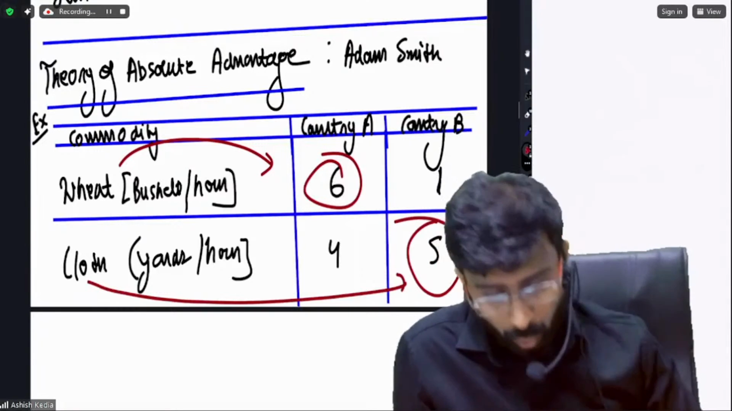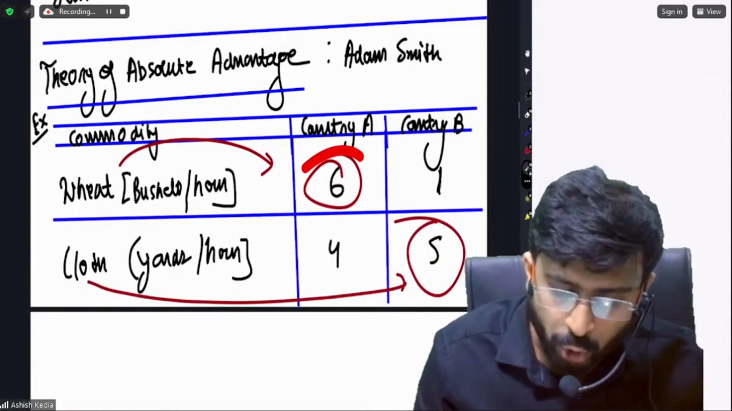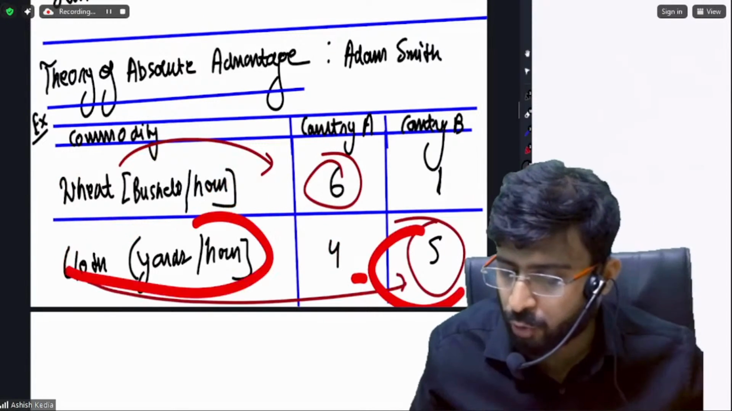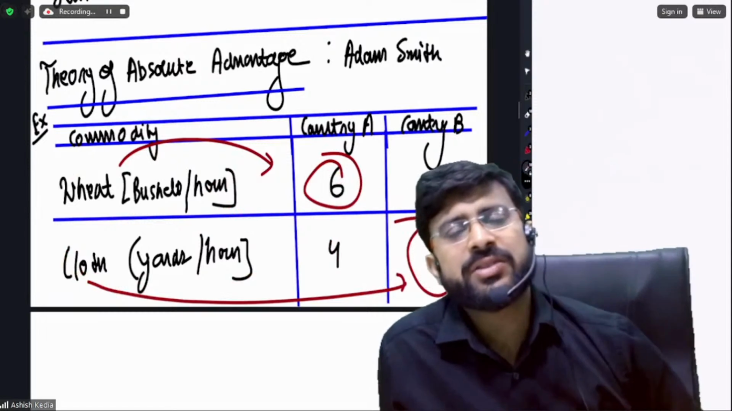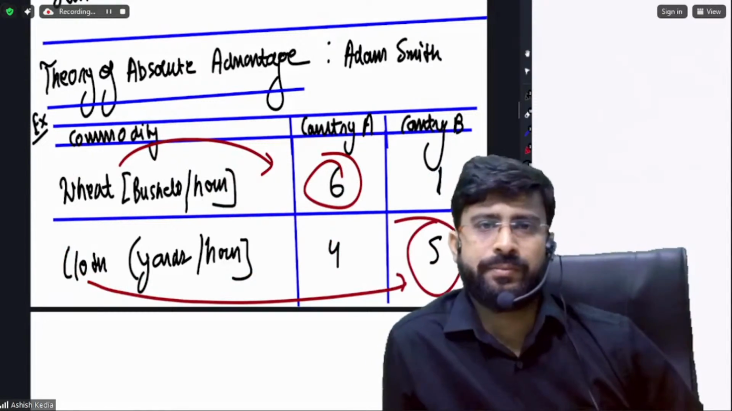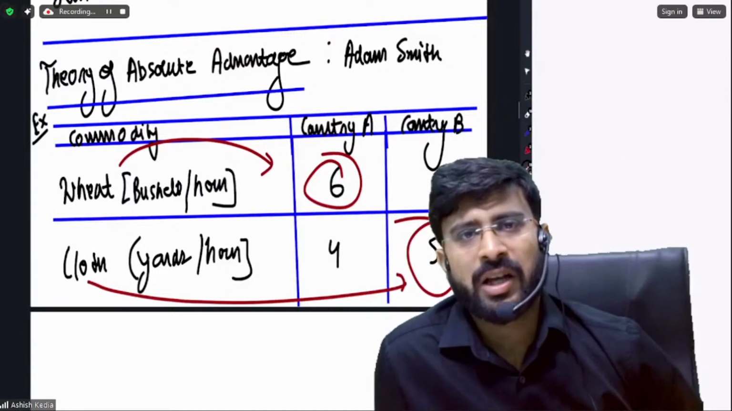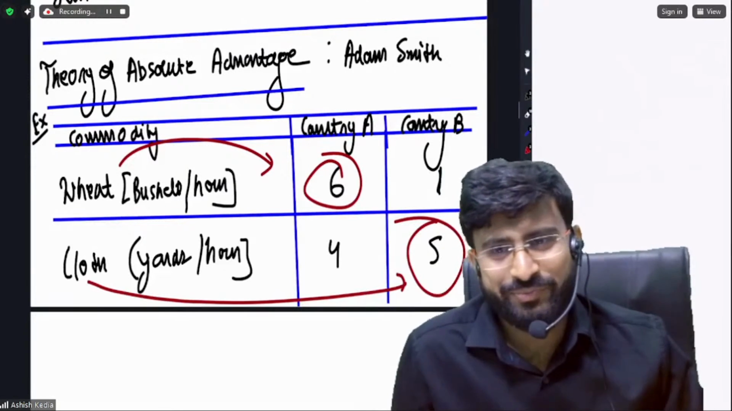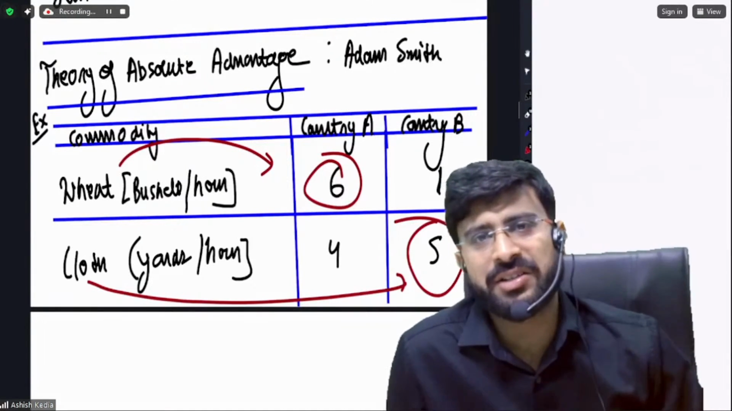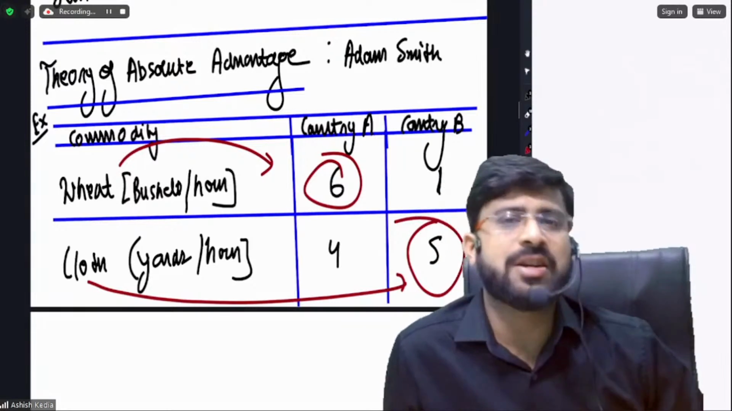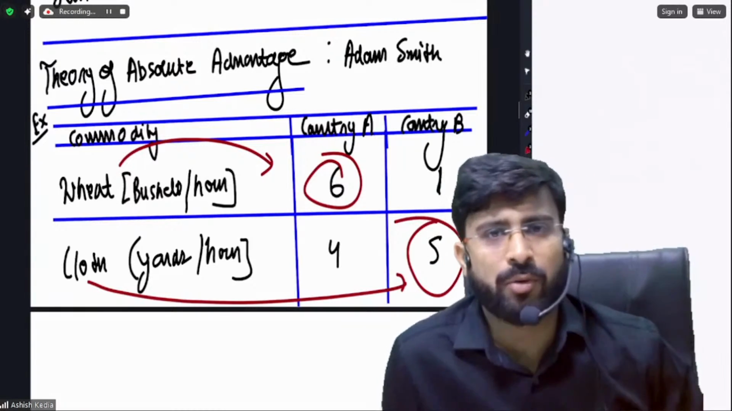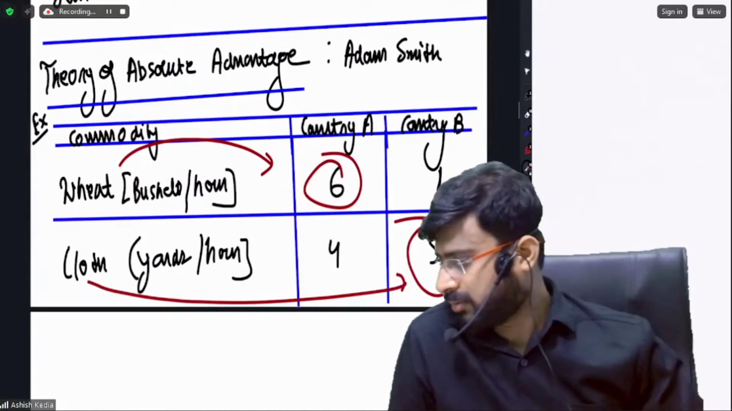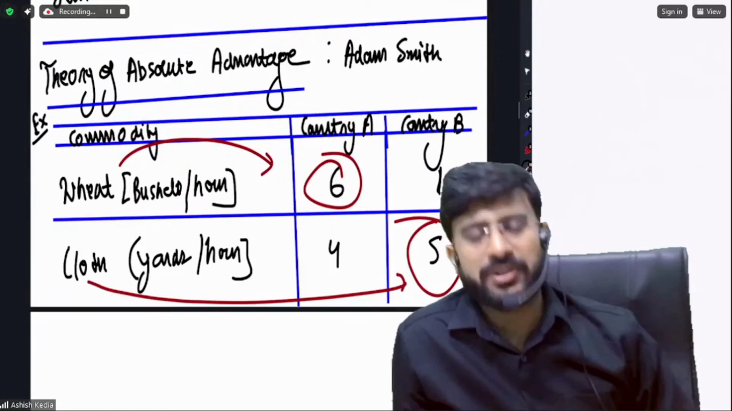So what should happen is country A should stick to producing wheat and export wheat to country B, and country B should produce cloth and export to country A. Means whatever your strength is, do that. Export your strength, import your weakness is the logic. This is absolute advantage, where one country is good in one commodity, and the other country is good in some other commodity. So what you are good in, you export, and what you are bad in, you import. This is the theory of absolute advantage.